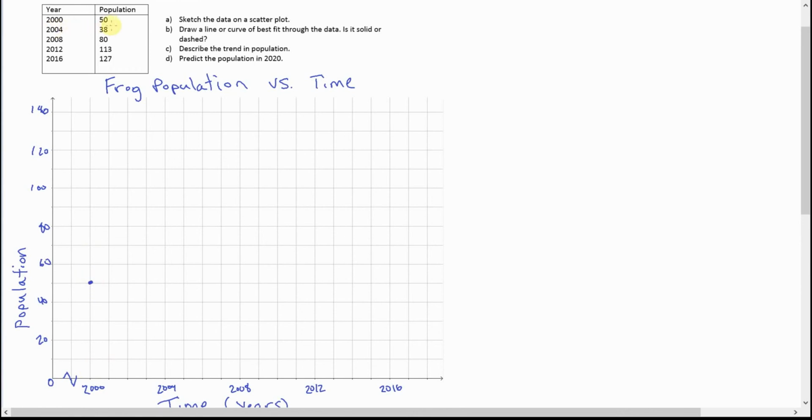So in the year 2000, the population is 50. In the year 2004, the population is 38, so it's dipped. It says in the question that the population becomes protected, but maybe it takes a little while. Oops, I put that in the wrong spot. That's okay, you can just erase it and fix it.